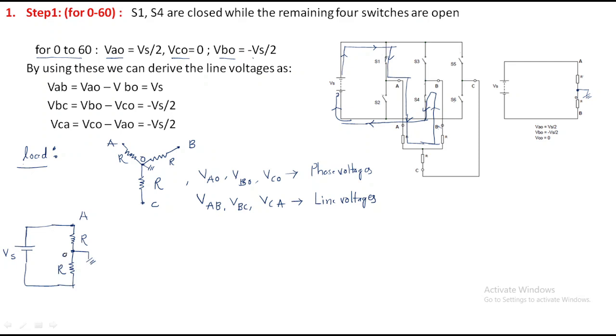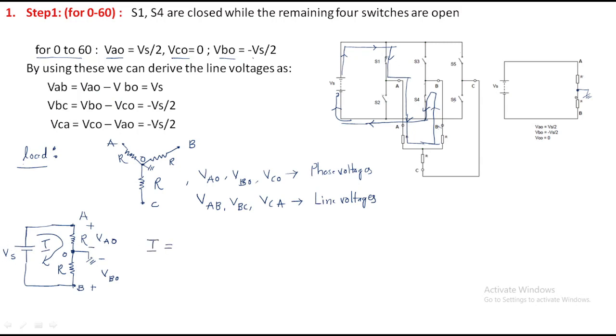So generally VA0 and VB0 are the phase voltages. VA0 is the voltage between A and 0, and VB0 is the voltage between B and 0. Keep this in mind. In order to find VA0 and VB0, first we need to find the current flowing in the circuit. So what is the current flowing in the circuit?